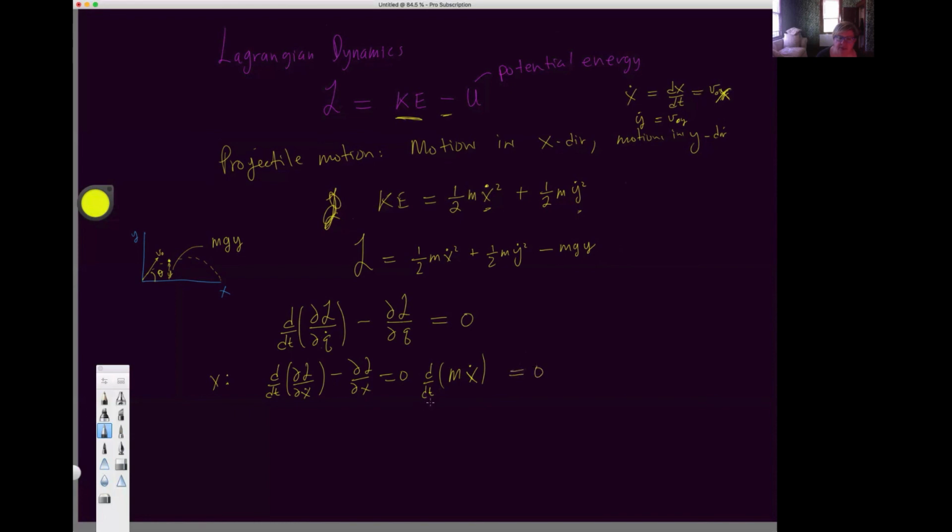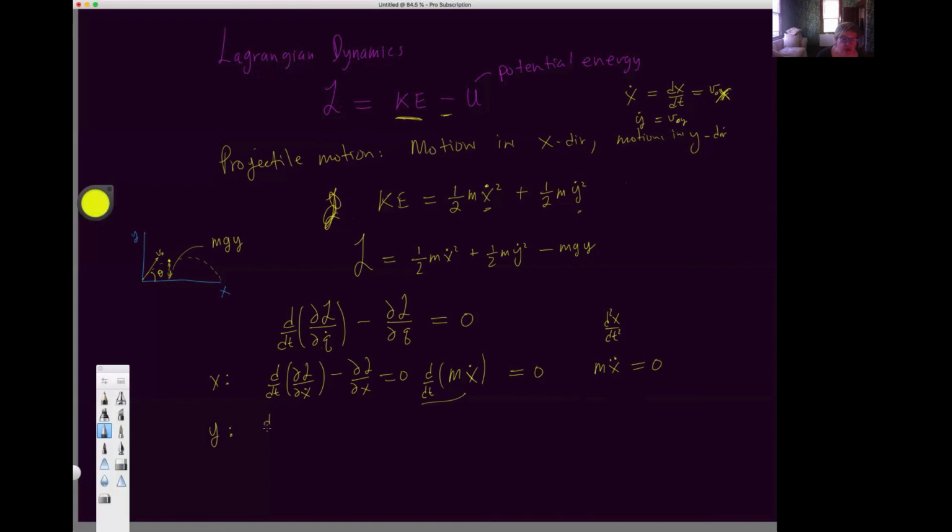And what does that give us once I take the time derivative, as long as m is constant? In our problem, we should have stated m is constant. We have m x double dot equals 0. And if you go back in the video, you'll see that we actually wrote this down, right? Because remember, this x double dot is d squared x dt squared. So this is the differential equation for the motion in x. Let's do the y equation.